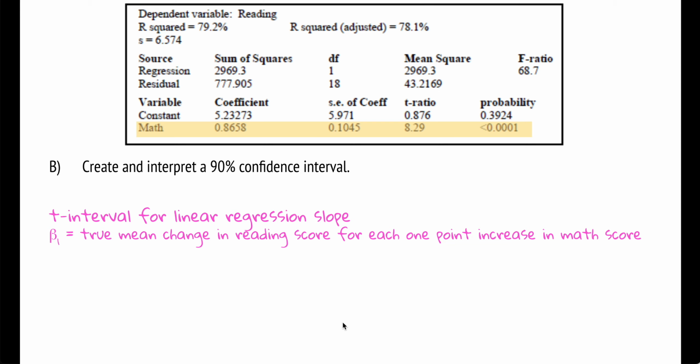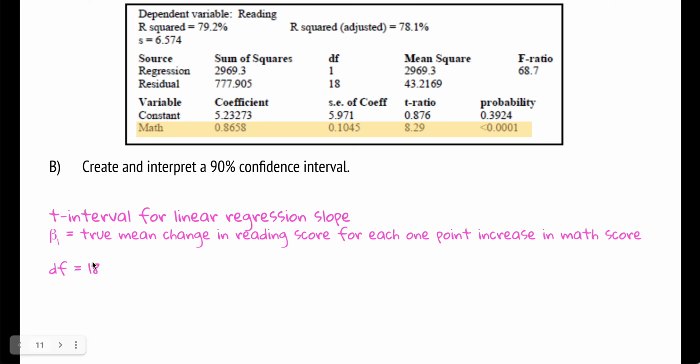The calculations part is a little bit trickier, not a whole lot trickier, but the information we're given does not give us an interval. So we do actually have to do the math on our own. So remember, our formula is statistic plus minus critical value times standard error. So we're given the statistic. Remember, that's our sample slope, so the 0.8658. We are given the standard error, 0.1045, but we do need to find a critical value.